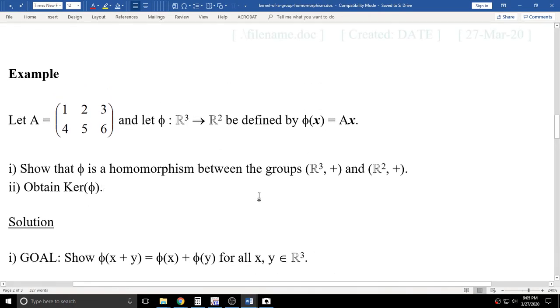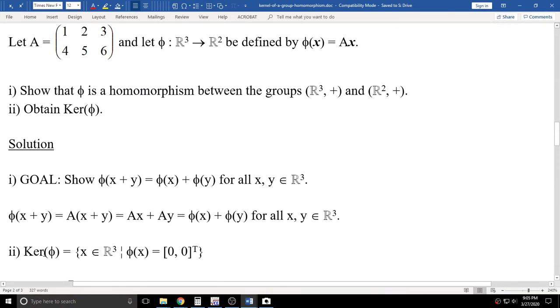Now here is our goal. If I want to show that phi is a homomorphism between the two groups R3 plus and R2 plus, what I want to show is that phi of x plus y equals phi of x plus phi of y for all x, y in R3. Now observe that phi of x plus y is simply, by definition, A times (x plus y). Here we have the matrix multiplication of the matrix A and the matrix x plus y.